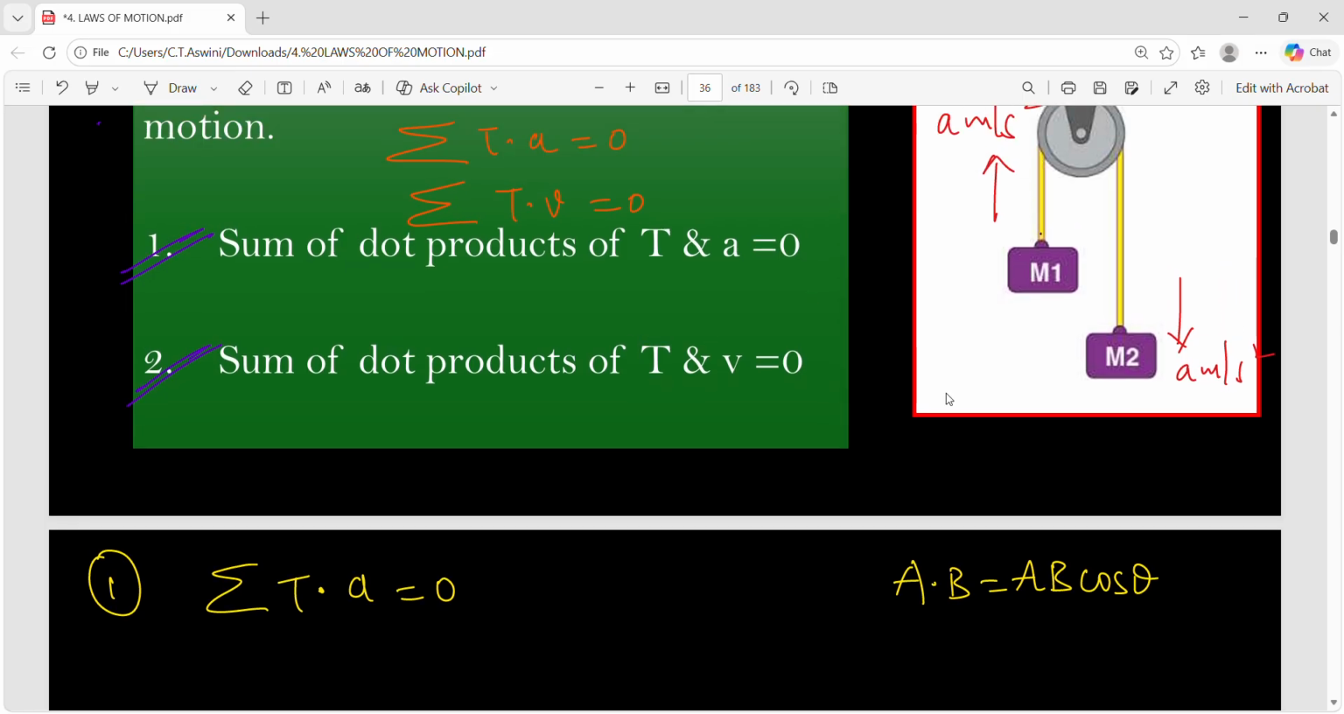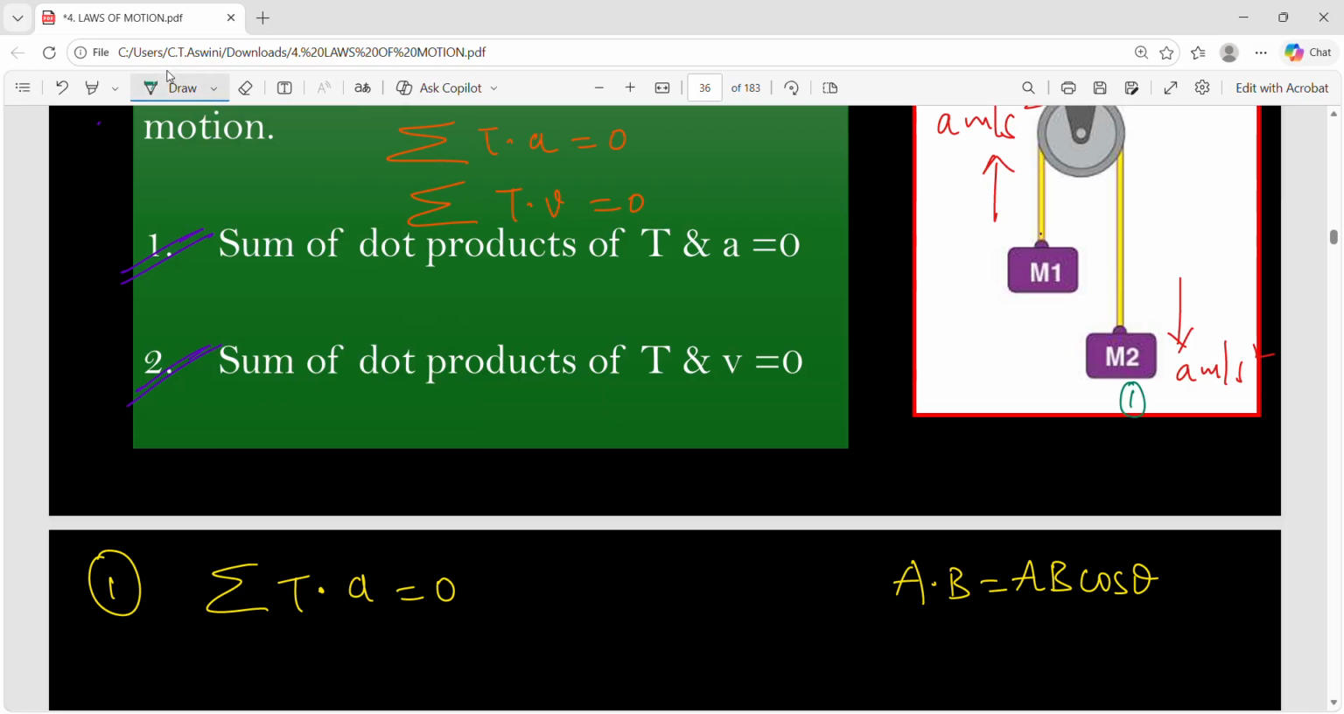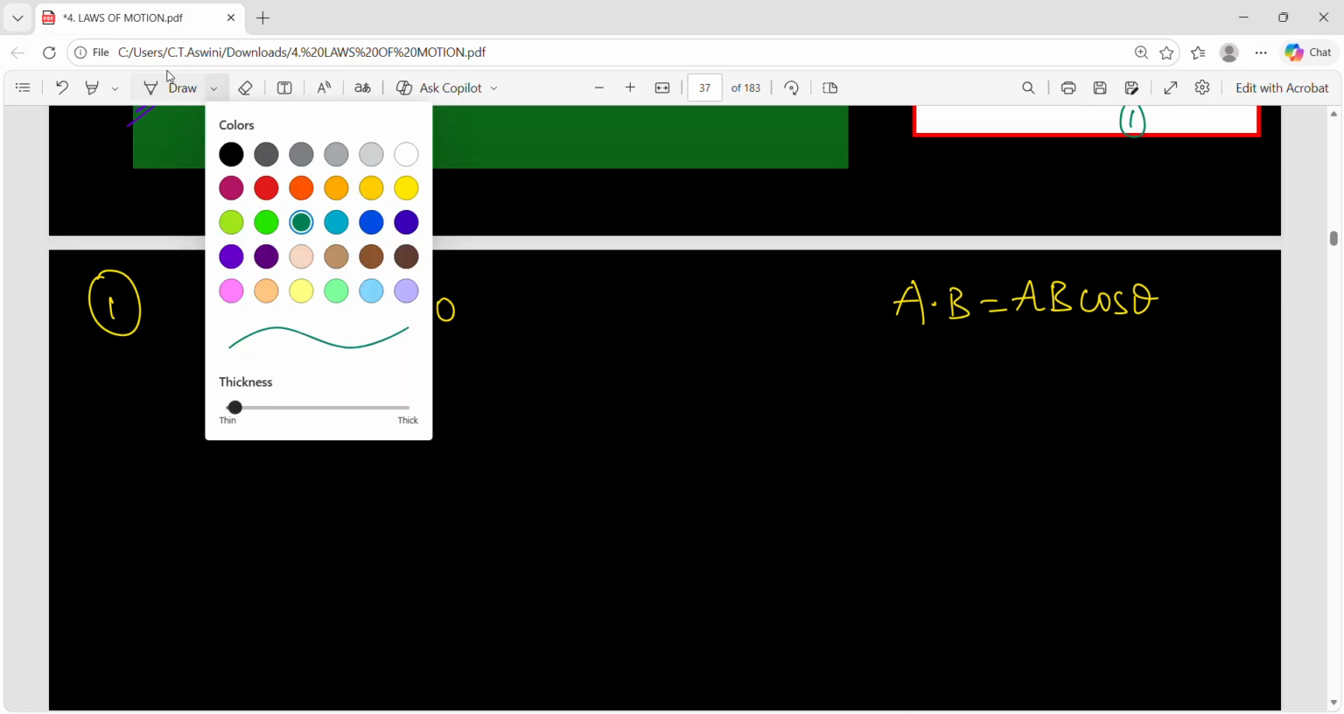So let us apply the same case here. How many bodies are there in our diagram? Two bodies are there, right? Number one and number two. See, for the first body, acceleration is downward. And how about the tension? Away from the mass. So tension is upward. So what is the theta now here between T and A? They are in opposite direction, anti-parallel. So 180 degrees is the angle. If you take M1, it is moving upward. Acceleration is upward. And tension is also upward. So what is the angle here? Same direction, parallel, so 0.